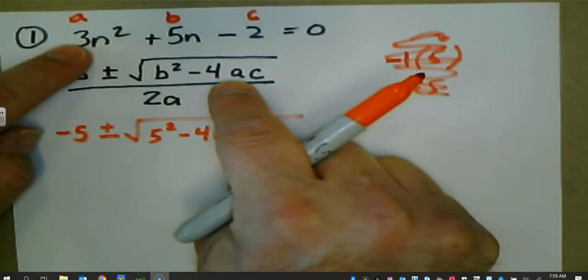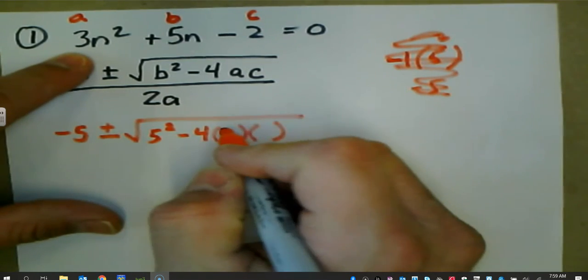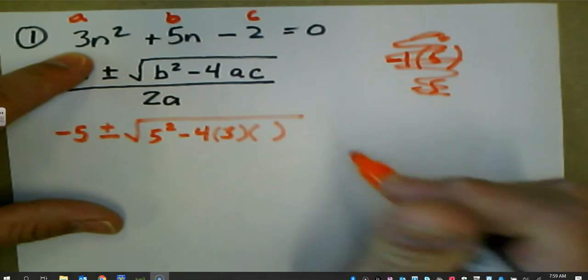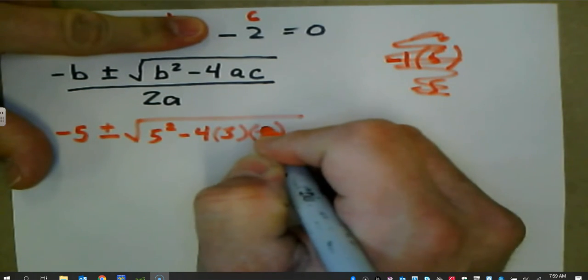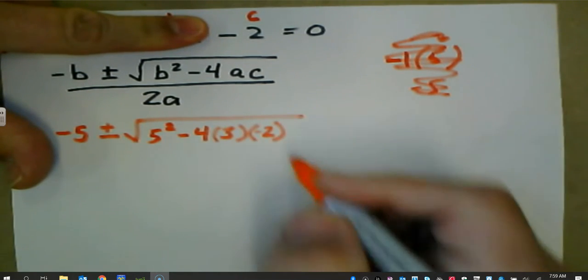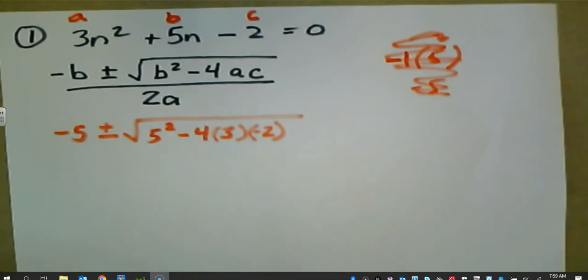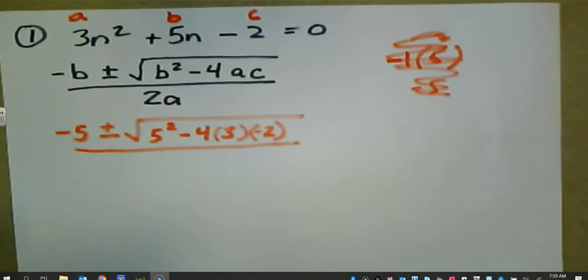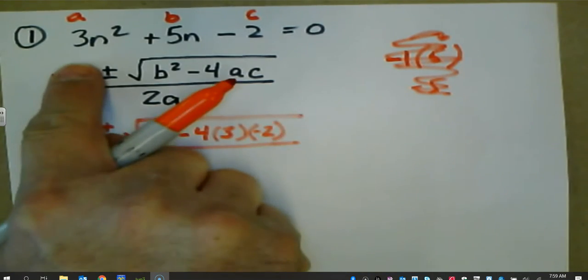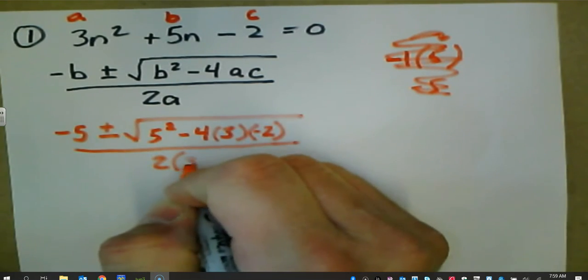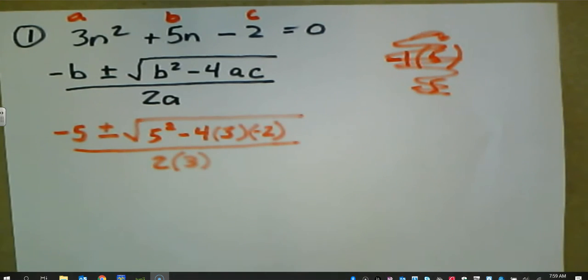What is a? A is the 3. What is the c? Guys, take a look at that. It's -2. All of that over 2 times whatever a is, and a is 3. So 2 times 3, and this orange marker is going in the garbage. It's awful. So does everybody see that?